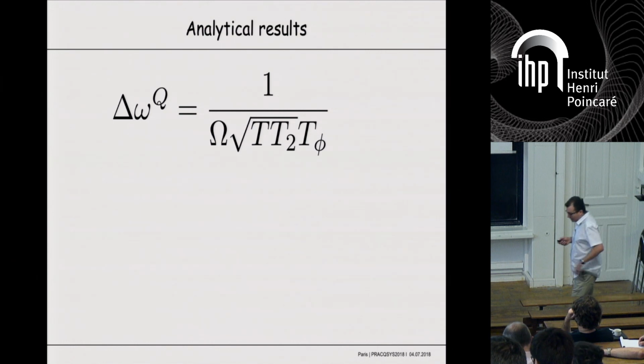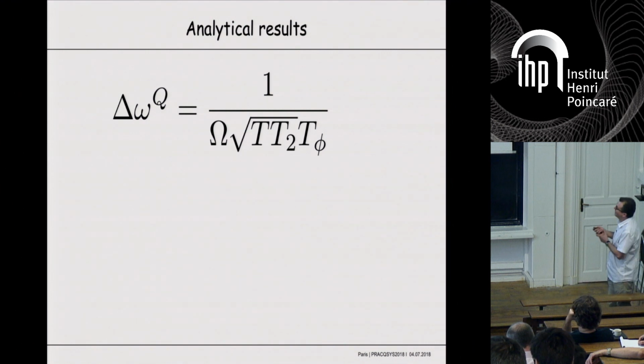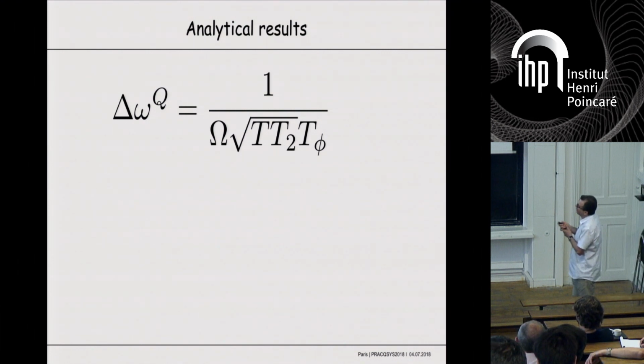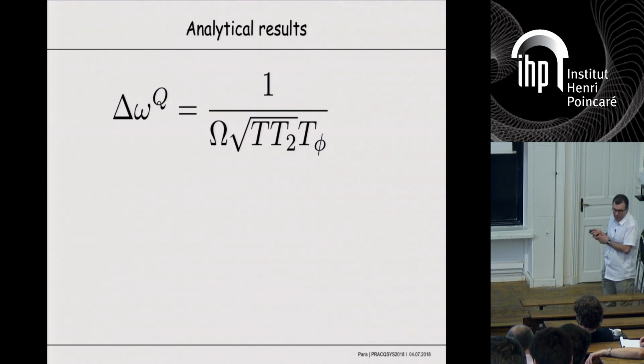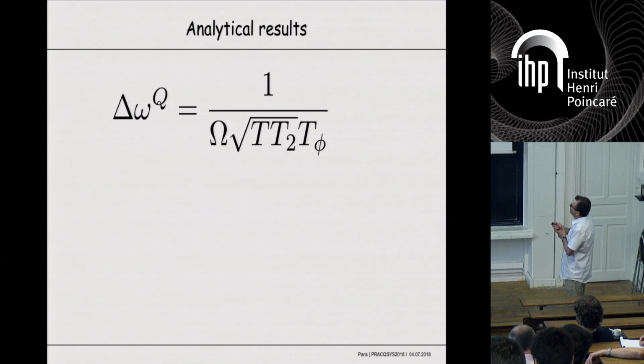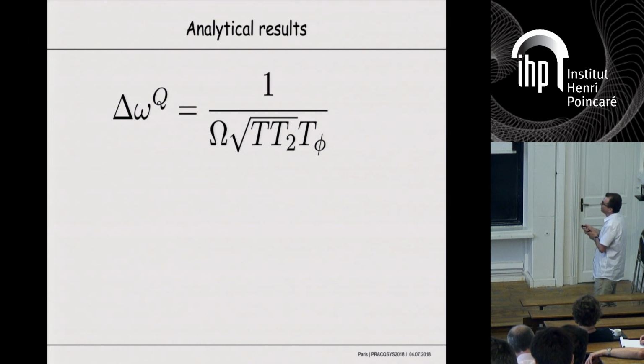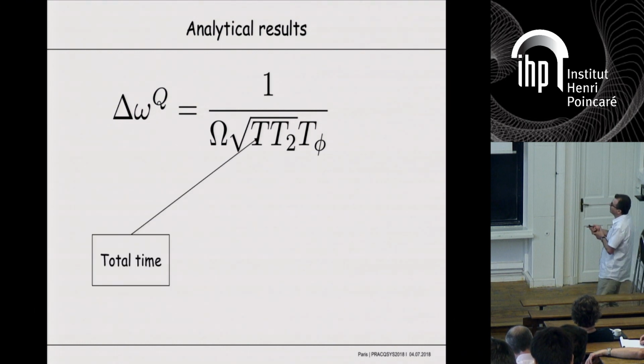So we've done the analytics, we looked at the Fisher information of this process, and this is what we found. So what will be the uncertainty in the end? The uncertainty would go as 1 over omega, where omega is the strength of the signal, proportional to the strength of the magnetic field in units of hertz. And the total time goes as the square root of this time, the T2, and the coherence time of the signal, T phi. This will be the uncertainty after Fisher information analysis.